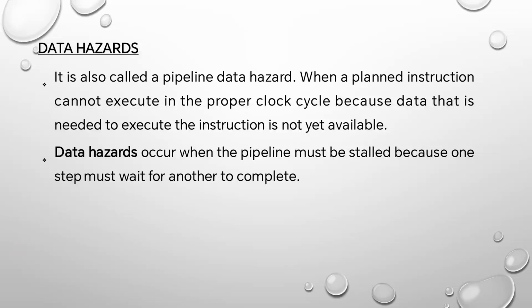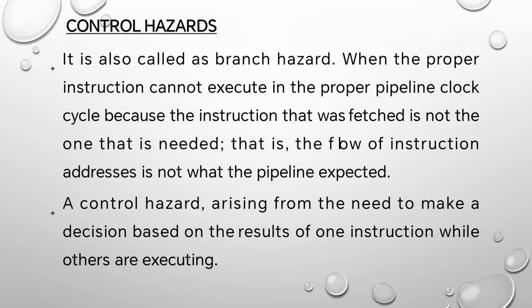Data hazards. It is also called a pipeline data hazard when a planned instruction cannot execute in the proper clock cycle because data that is needed to execute the instruction is not yet available. Data hazards occur when the pipeline must be stalled because one step must wait for another to complete.